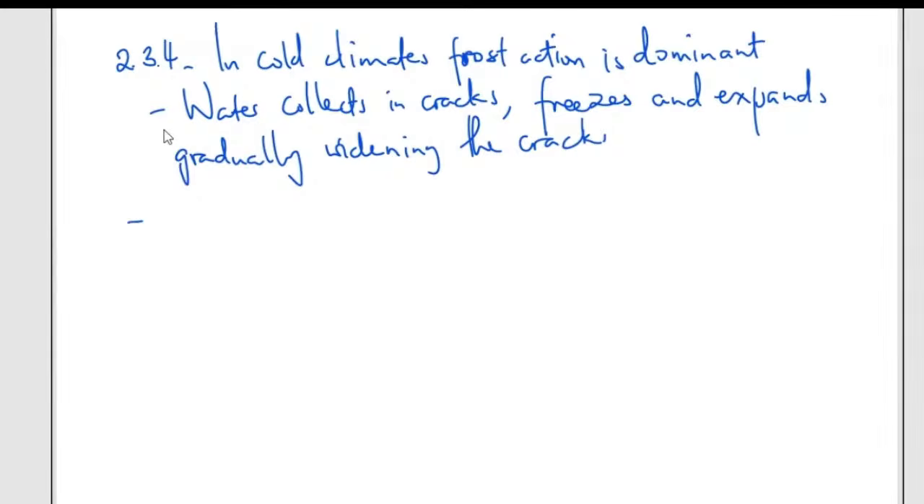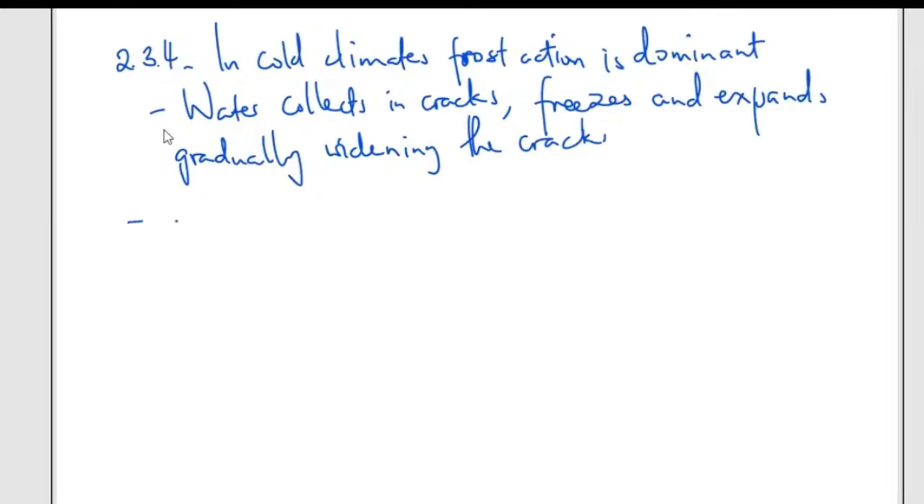That is basically what happens in areas of cold climatic conditions. Our granitic tors are going to develop further through the process of frost action, whereby water is going to collect in the cracks, and because of the low temperatures, the water freezes, it expands, it gradually widens the cracks until they appear as core stones which are balanced.